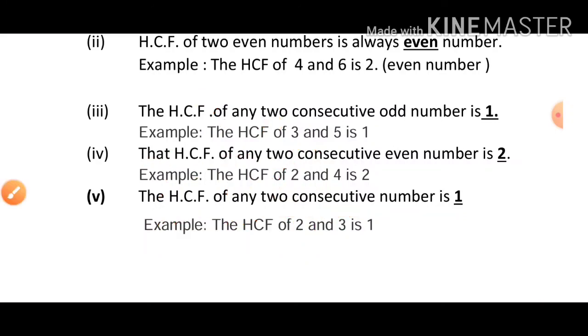So today we have completed our exercise 3.6. In the next class, we will see a new topic, LCM, how to find LCM by two different methods.